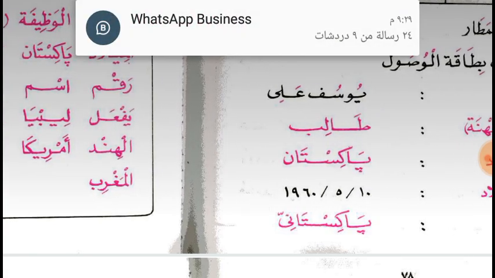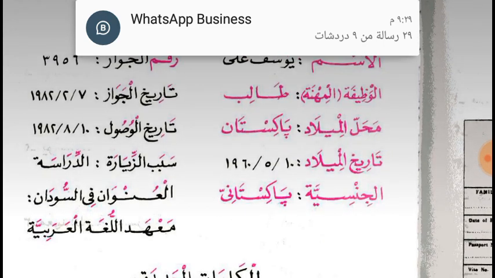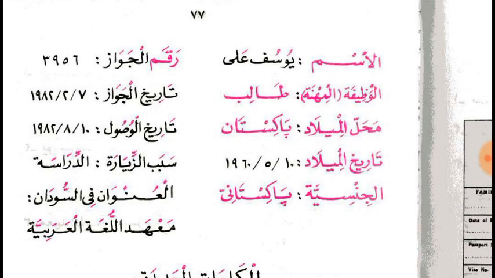Al-Jinsiyatu means nationality. It's Pakistani. Correct. So here we have a little mistake. They have written Pa. There is no letter Pa in Arabic, so it is a mistake. Yeah, I also saw that. That's the reason I said Pakistan. Correct. And the same thing is on the next page. So should we skip it or not?